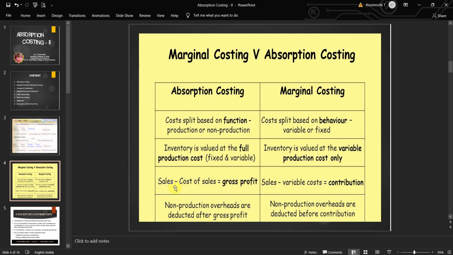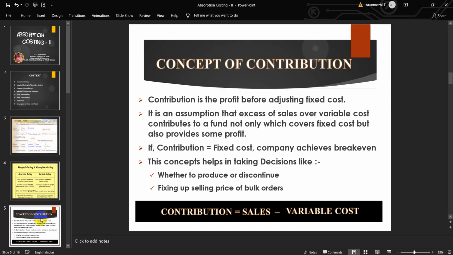Next, sales minus cost of sales is equal to gross profit in absorption costing. In marginal costing, it is sales minus variable cost is equal to contribution. Here, in absorption costing, non-production overheads are deducted after gross profit, whereas in marginal costing, non-production overheads are deducted from contribution.